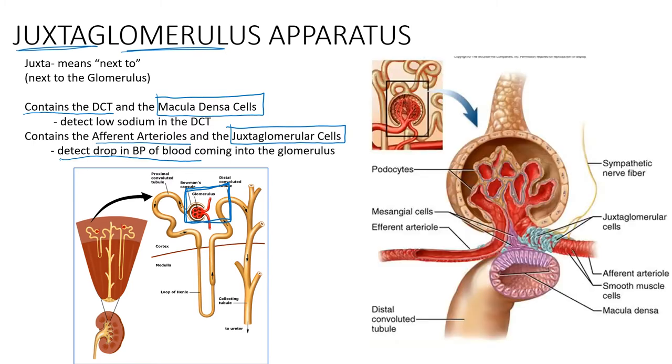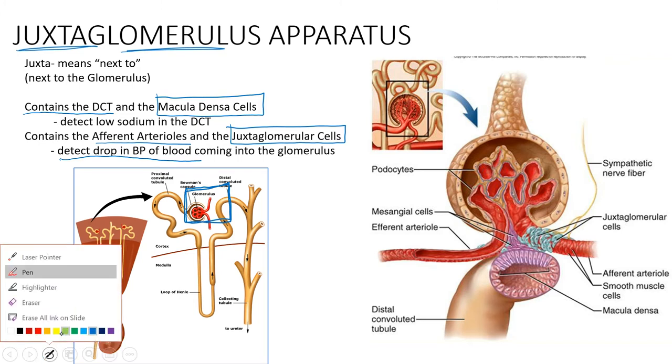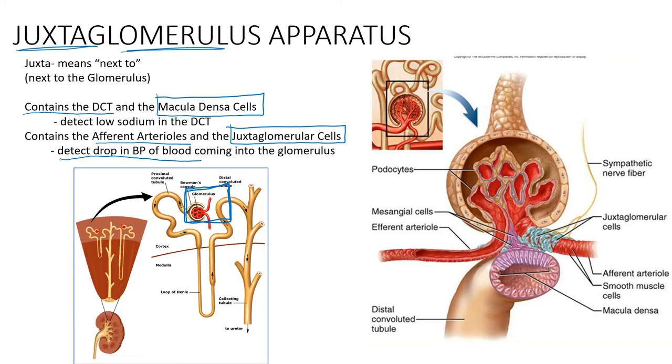So taking a close-up look of this whole setup here, you've got your glomerulus here. This whole thing is the glomerulus. You have your juxtaglomerular cells. They're wrapped around in blue right here. And look at what they're associated with, that afferent arteriole. So we have blood coming in to this area into that afferent arteriole.